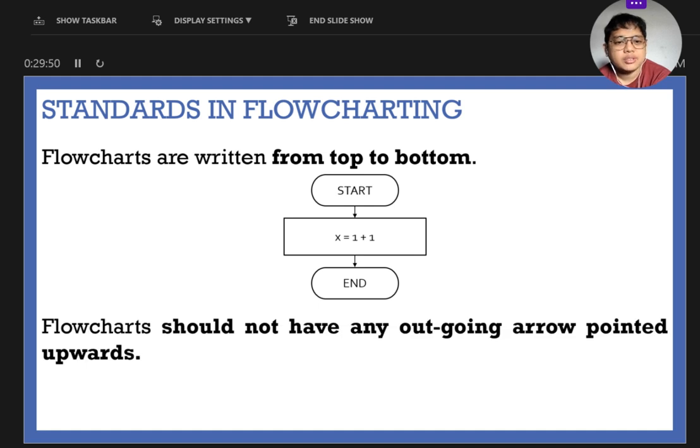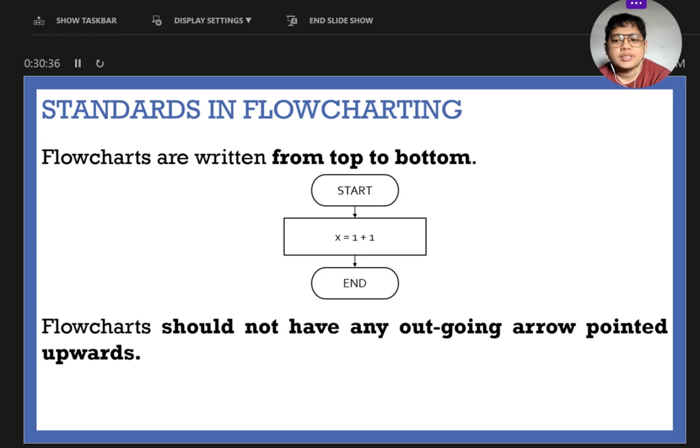Next, a flowchart should not have any outgoing arrow pointing upwards. This is for creating a seamless flow process. For example, in a flowchart supporting upward outgoing arrows, determining the connection between the symbols would prove to be difficult. Hence, there is the need for this standard. Should there be a need to connect to another symbol found at the top of the sequence, you can use on-page and off-page connector symbols.